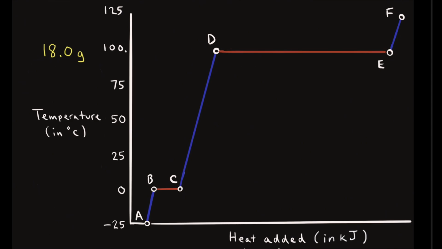Let's look at the heating curve for water. A heating curve has temperature on the y-axis, in this case in degrees Celsius, and heat added on the x-axis. Let's say it's in kilojoules. And let's say we have 18.0 grams of ice, and our goal is to calculate the total heat necessary to convert that 18 grams of ice at negative 25 degrees Celsius to steam at 125 degrees Celsius.